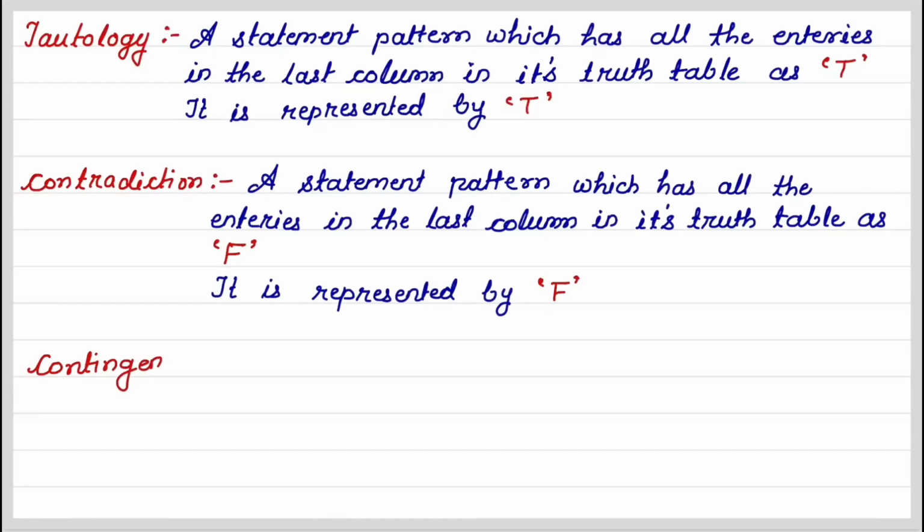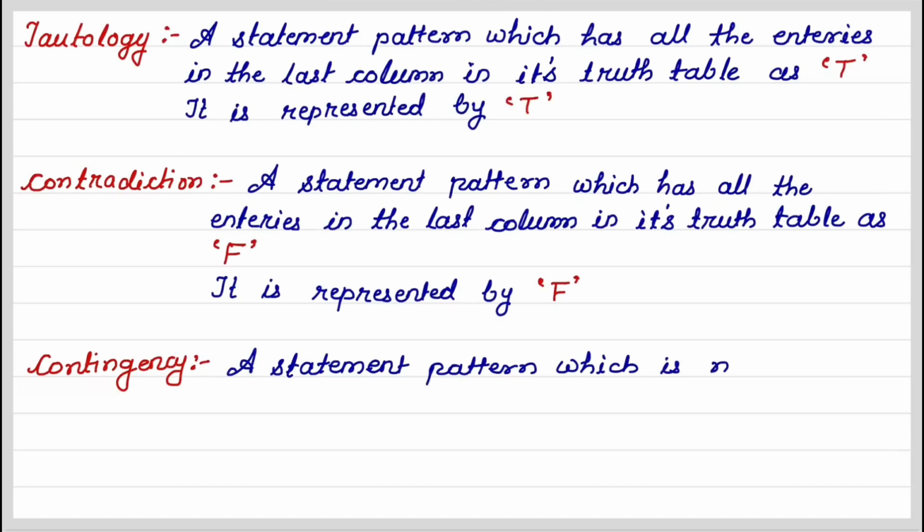Then contingency. Contingency is the statement pattern which is neither tautology nor contradiction. Neither tautology nor contradiction is known as contingency. Some examples to prove tautology, contradiction and contingency.